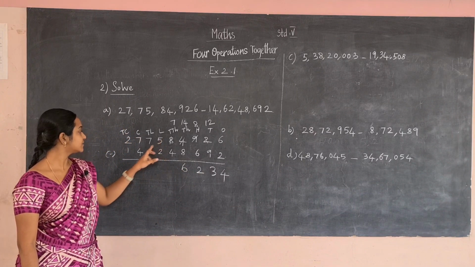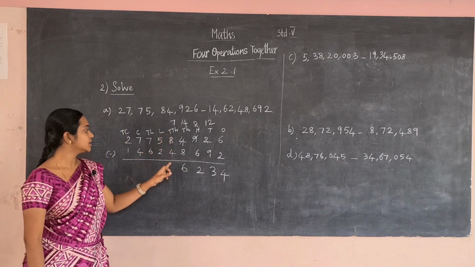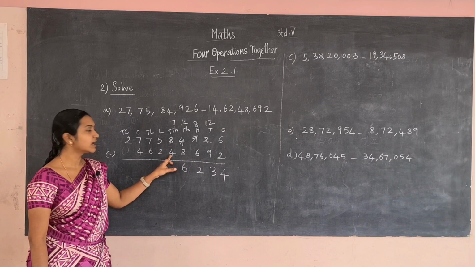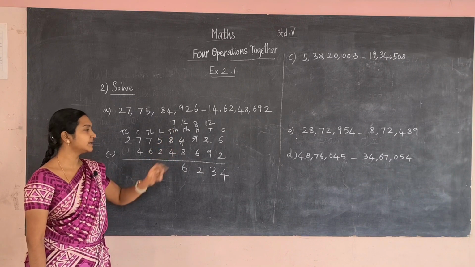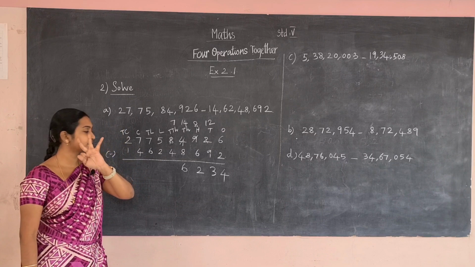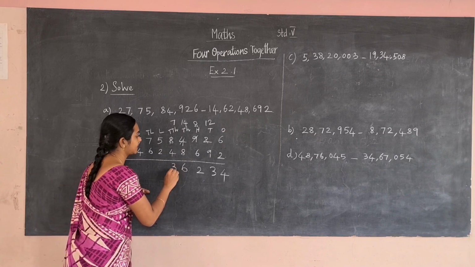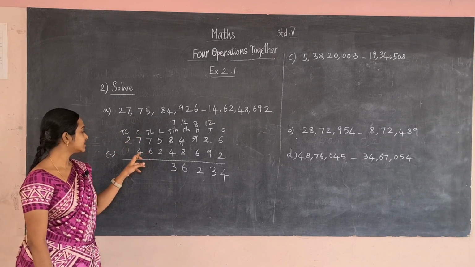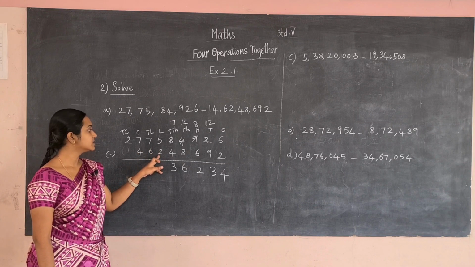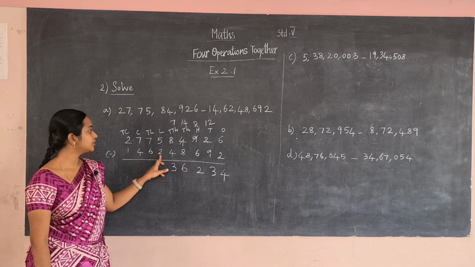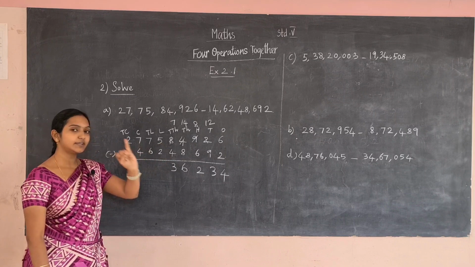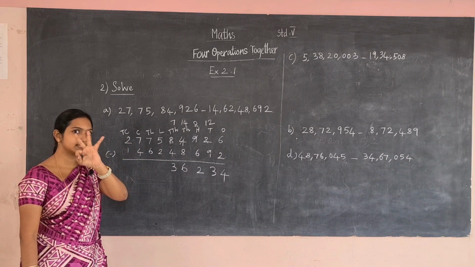Now we have to subtract 4 from 7. So start counting from 4 until you reach 7. So it will be 5, 6 and 7. So the answer will be 3. We have to subtract 5 from 2. Start counting from 2 until you reach 5. So 3, 4 and 5. So the answer is 3.